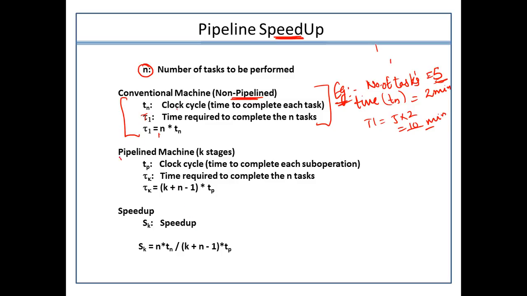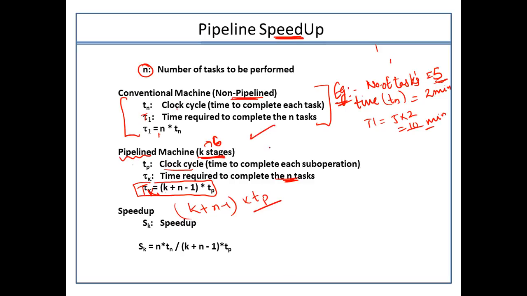But if we are considering the pipelining process, which consists of, let us suppose, some number of stages, say 6, then how much time will it require? Simply depending upon the clock time, meaning the time to complete the sub-operation within each segment, and the time required to complete the n tasks. This is the formula from which we get the total time required to complete n tasks: k plus n minus 1, into the clock cycle time.